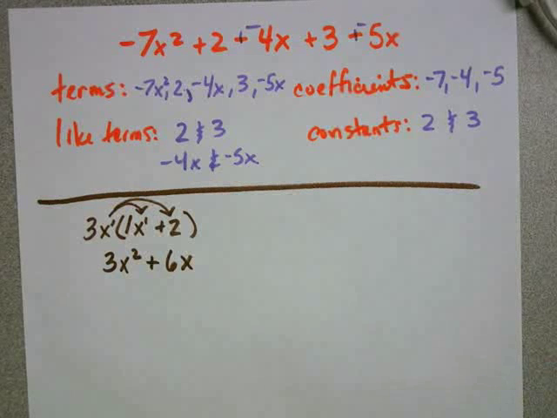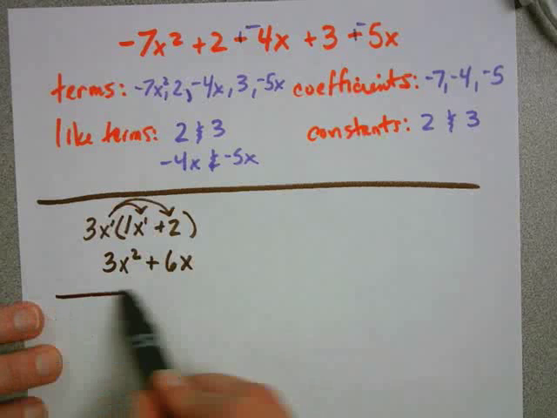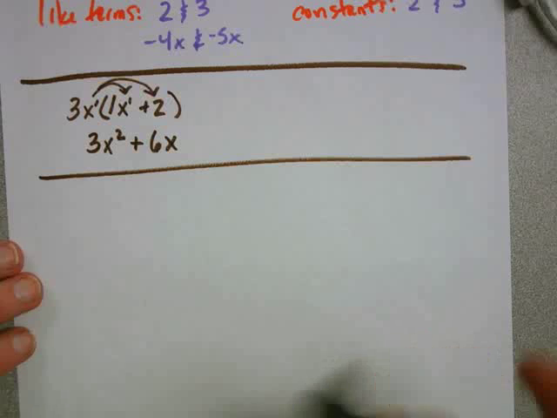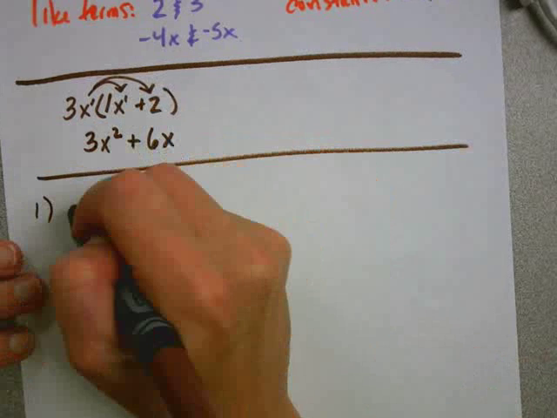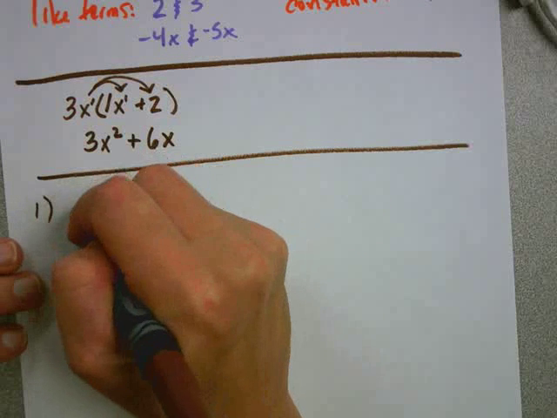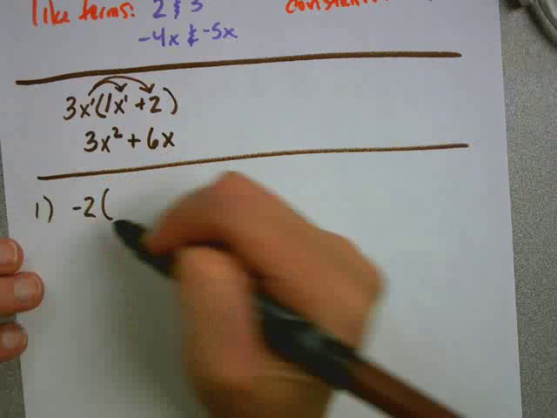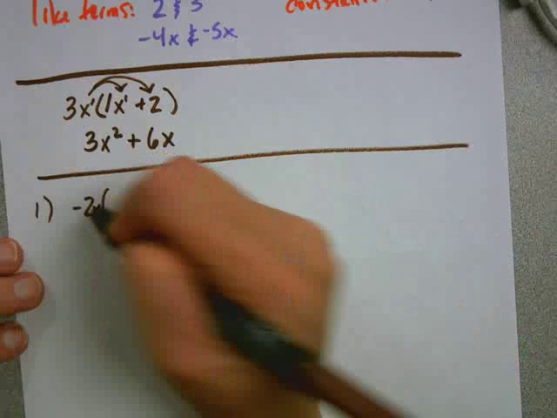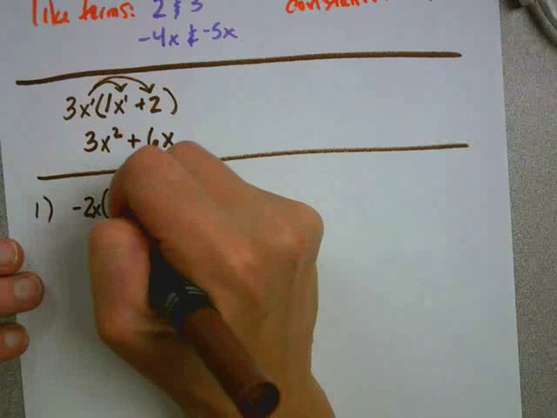All right, so what I'm going to do here is make up some problems. And you are going to solve them all. And you're going to pause the video and see how you did. So number 1, I would like you to simplify these. Let's do negative 2x times the quantity of x minus 4.